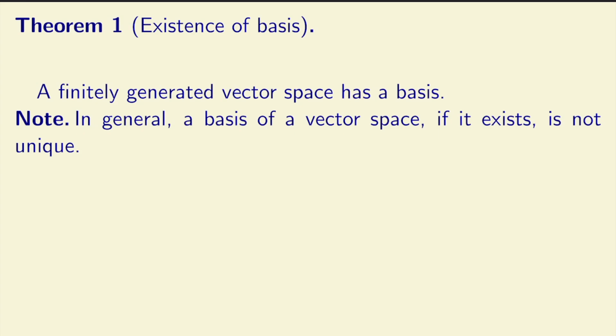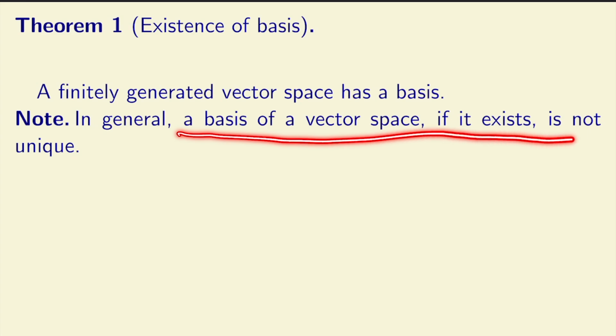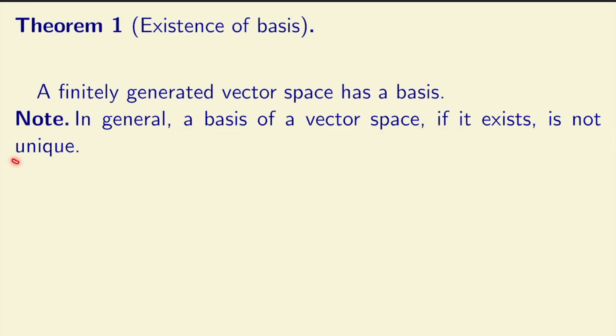It's important to note that, in general, a basis of a vector space, if it exists, is not unique. There can be many different bases for the same vector space. That's an interesting point. So while the building blocks might change, the idea of a minimal spanning set remains.